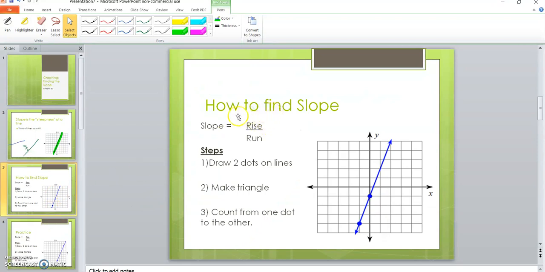Now, how do we find the slope? So the slope, you may have heard before, is rise over run. So rise divided by run. So when we're trying to find the slope, there are 3 simple steps. The first one is to draw 2 dots on the lines. So what we're going to do in this one is we're just finding, the dots are already here for us, but we're finding where the line goes through the intersections.